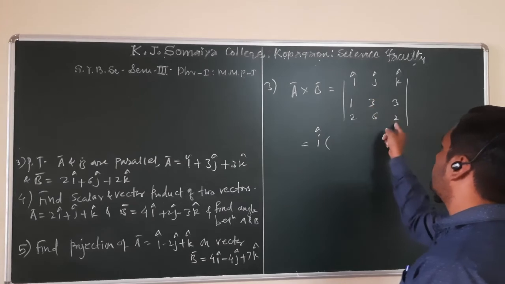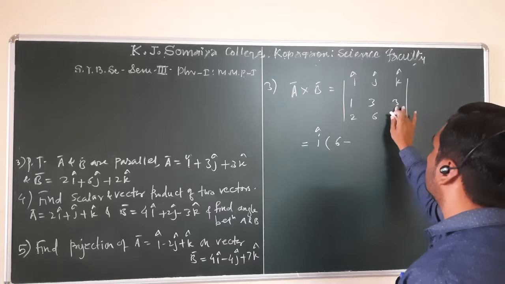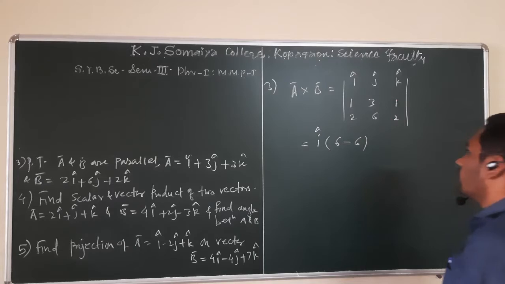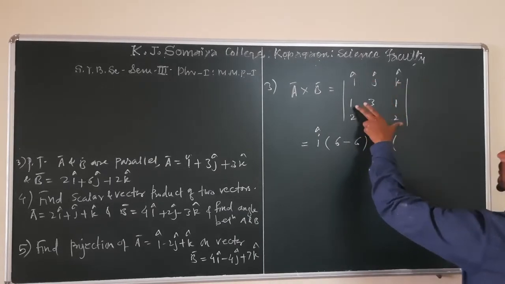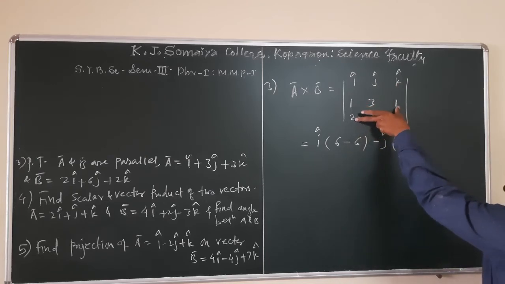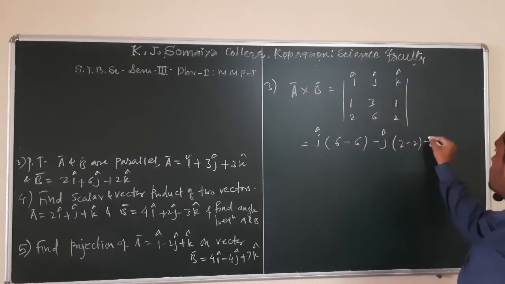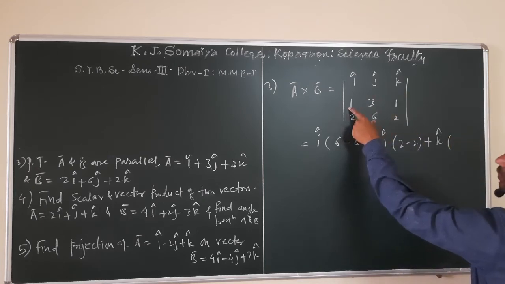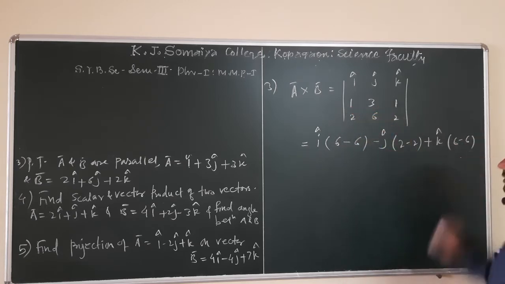Okay, i cap: 3 into 2 is 6 minus... here I think there is a printing mistake, here it should be 1, so 6 minus 6. Okay, minus j cap. Now see, 2 into 1 is 2 minus 2 into 1 is 2. So again here we have 2 minus 2, plus k cap into 6 into 1 is 6, and 3 into 2 which is 6. So again 6 minus 6.